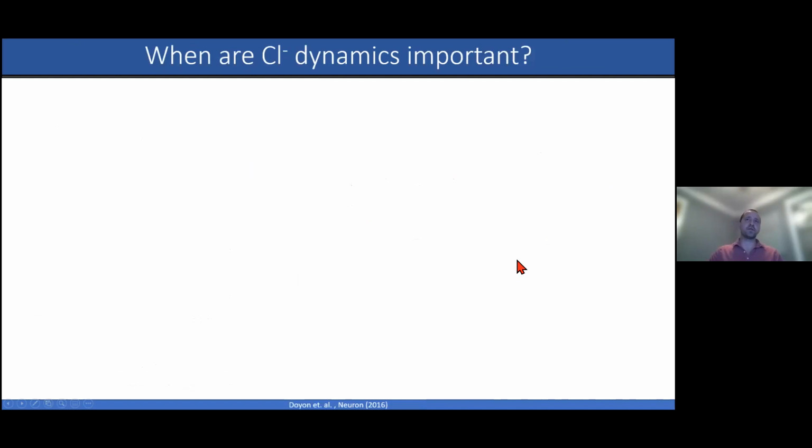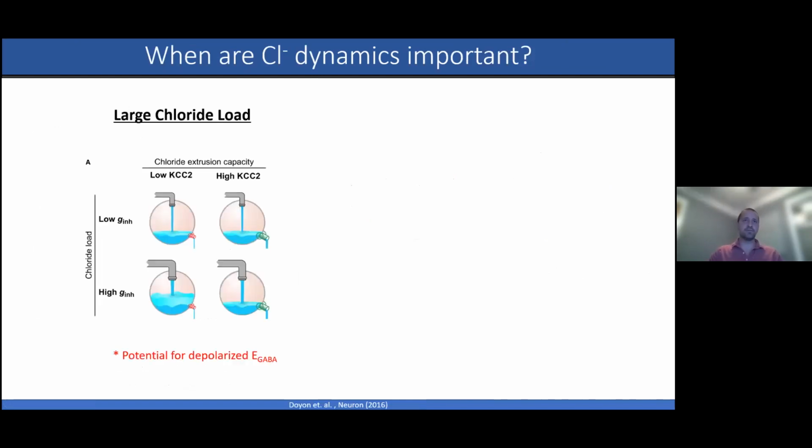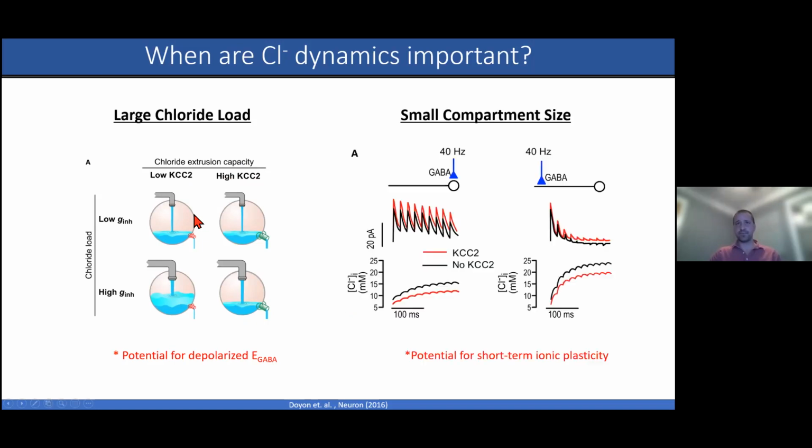All right, so when are chloride dynamics important? The first one is if you have a large, tonically high chloride load. This can overcome the chloride pump and shift the intracellular chloride concentration to higher levels, which can give you potentially depolarized E-GABA.